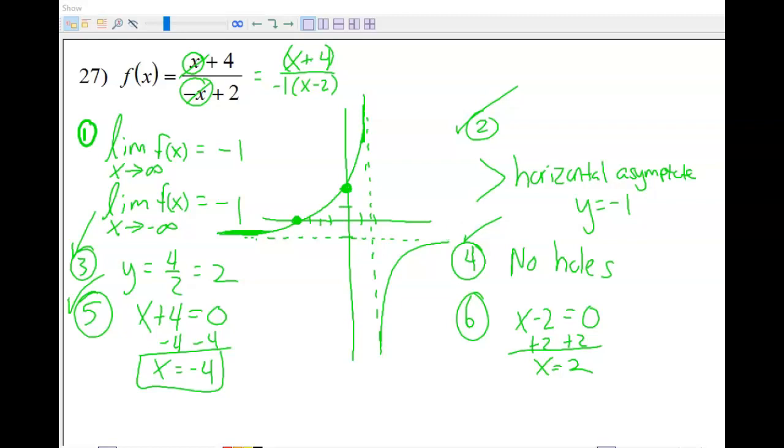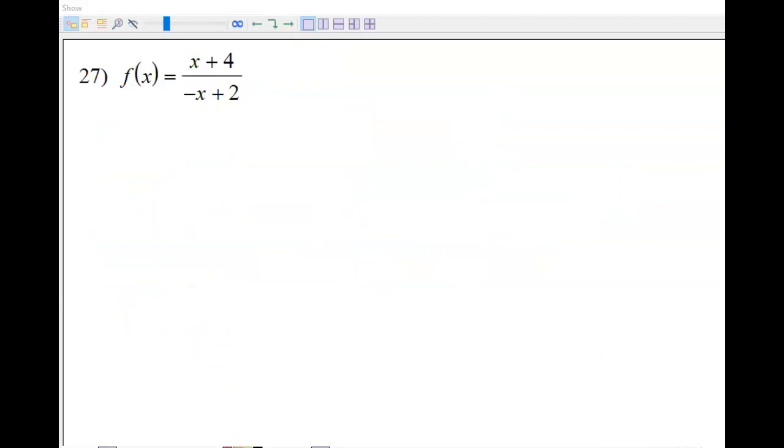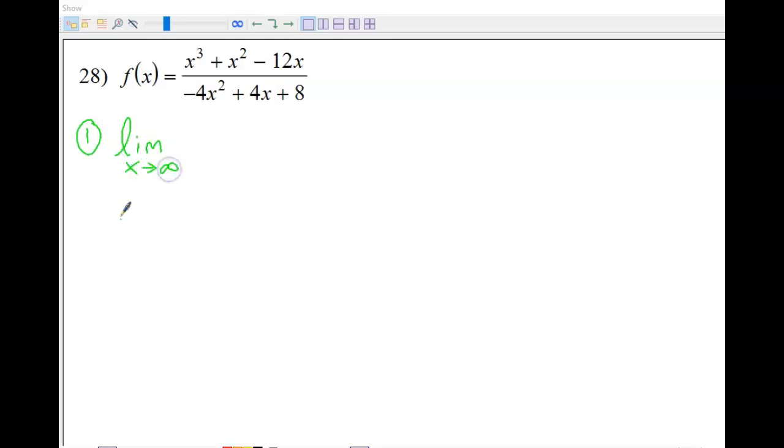Let's do one more with you guys here. Actually, I'm going to do 2 more with you. I'm going to do 28 and 29. All right. So, number 28, end behavior. The limit as x goes to infinity, and the limit as x goes to -infinity. What's happening at the extreme left and right of this function, in other words?